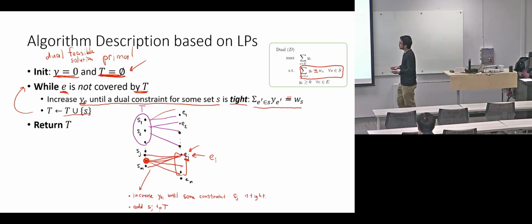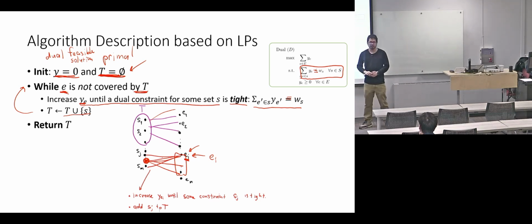And you repeat this until every element is covered by T. Okay, is the algorithm clear? So after we saturate some set, then all of the nodes that set covers are going to be covered by T. Once you saturate the set here, you include this guy into T. So everyone that this guy covers will now be covered, including EI.